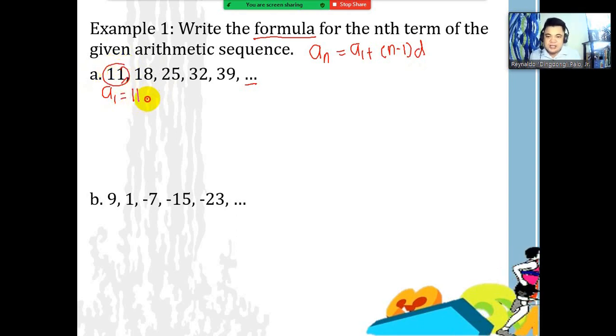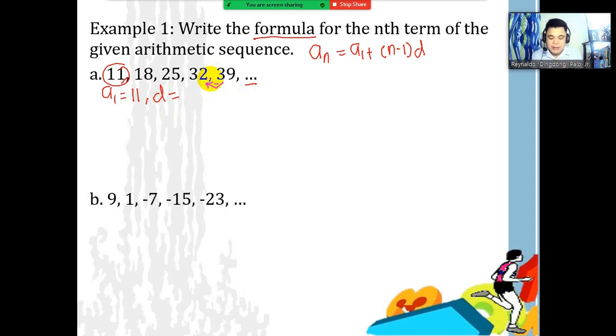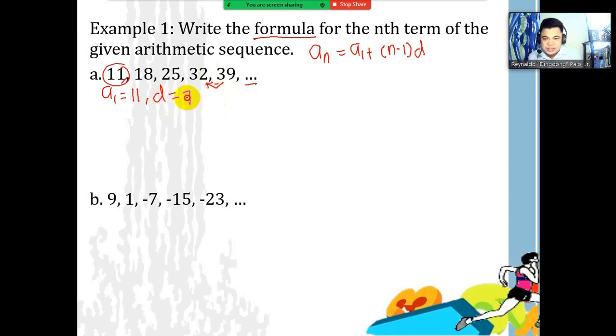Then the next thing that we need to do is identify the common difference. This is how you will solve for the common difference. You can choose any two numbers or terms and then subtract them from right going to the left. Just like in this case, we have 39 minus 32. So 39 minus 32 is 7. So the common difference is 7.